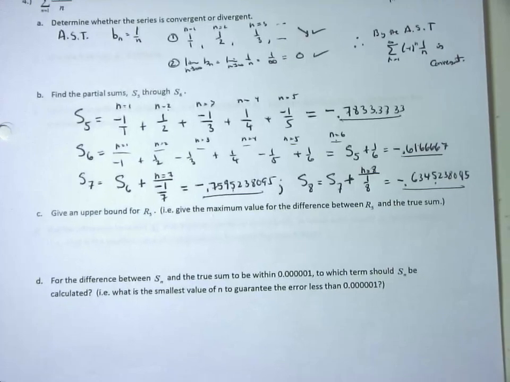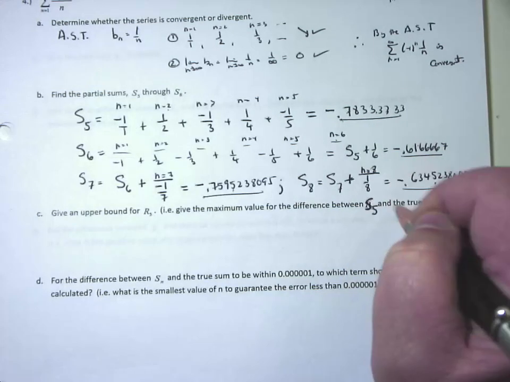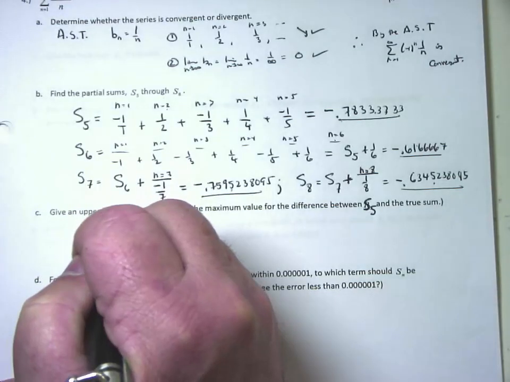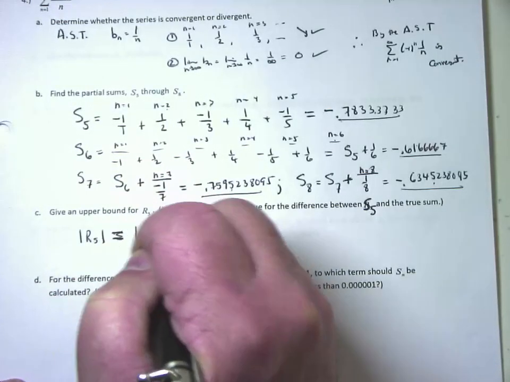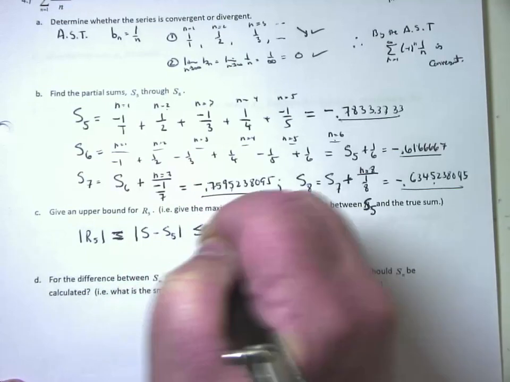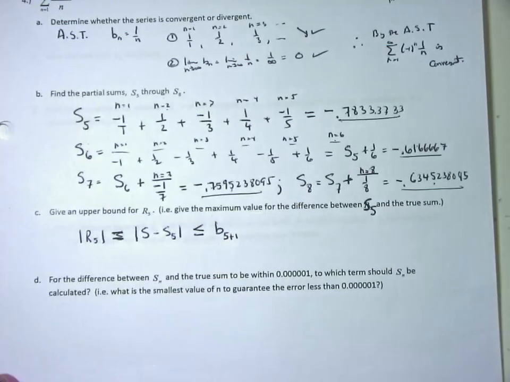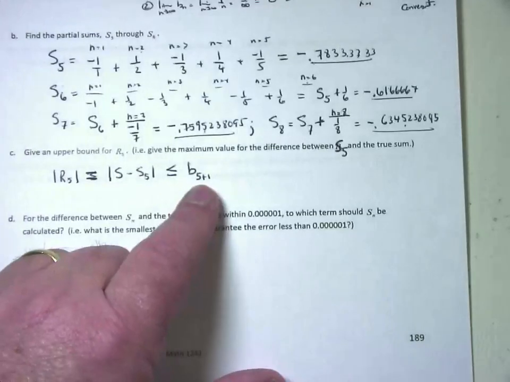Now, look at this next one. Part C: give an upper bound for R5, i.e. give the maximum value for the difference between S5 and the true sum. There's a typo there, it should be S5. So they want an upper bound for R5. It's the formula: the absolute value of R5, which is equal to the true sum minus the partial sum, is less than or equal to b sub n plus 1, where n is 5. So to get this upper bound, this is the formula I'm using right here. Now, n is 5. What's 5 plus 1?